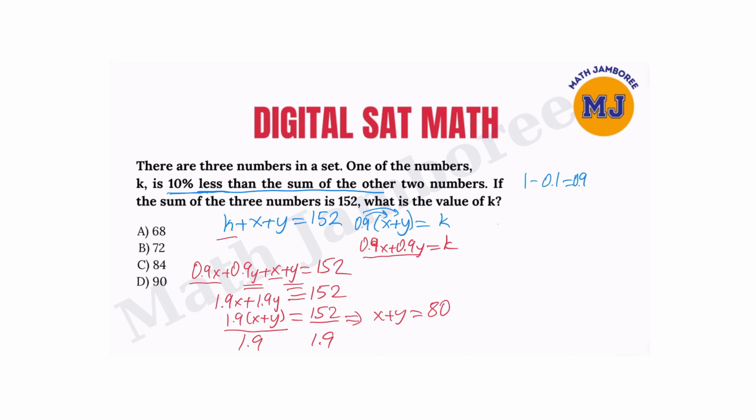So originally we said that k plus x plus y was equal to 152. Now we found that x plus y is 80. To find the value of k, we'll just subtract from here. k will be equal to 72. So if you pay attention, the right choice for this question is choice B.